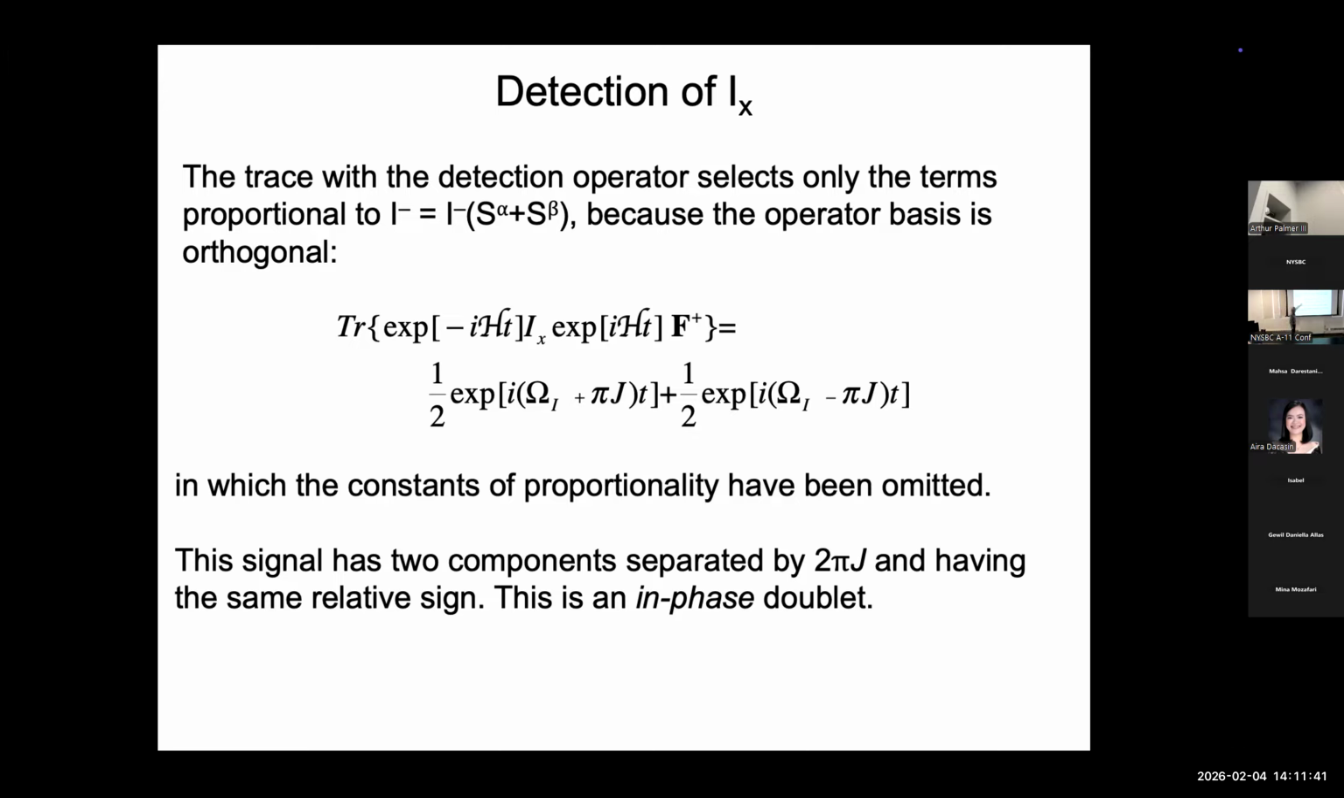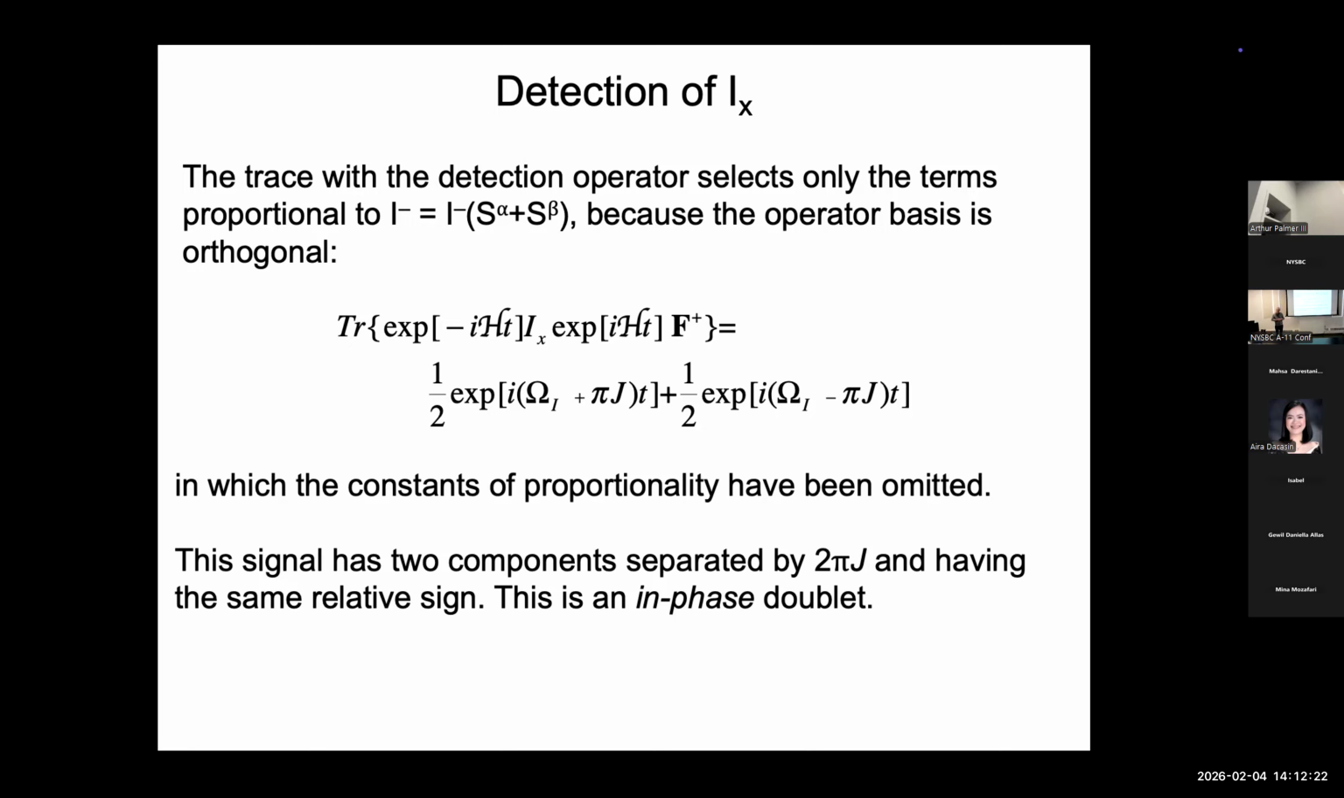So here's what I end up with. And this is exactly what we expected. We expected to see an in-phase doublet. The two components have the same sign. They each have magnitude a half because the line is split in two into the doublet. One is shifted up in frequency by pi J, the other is shifted down in frequency by pi J. So the difference is 2 pi J in angular units or J in hertz, which is what you expect.